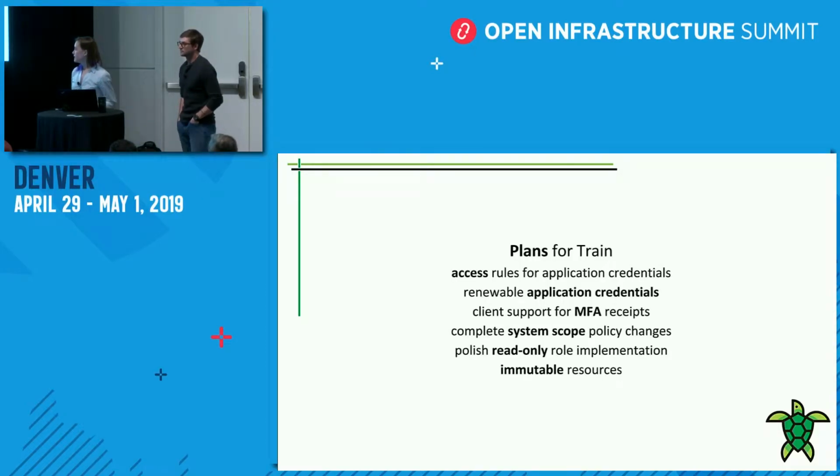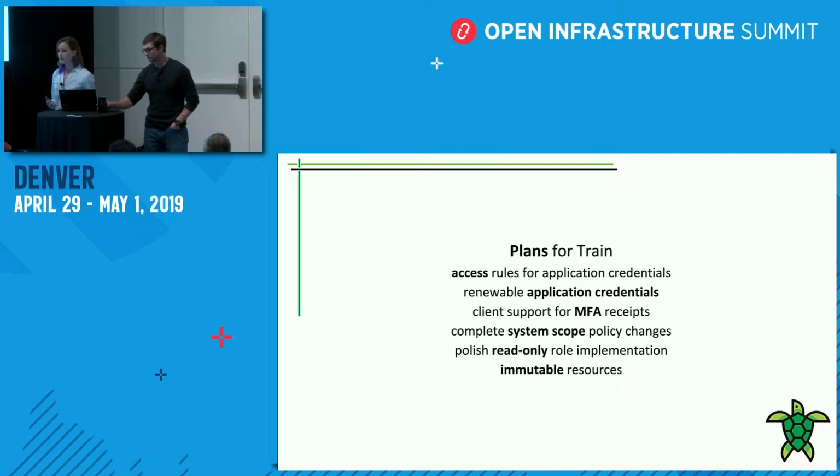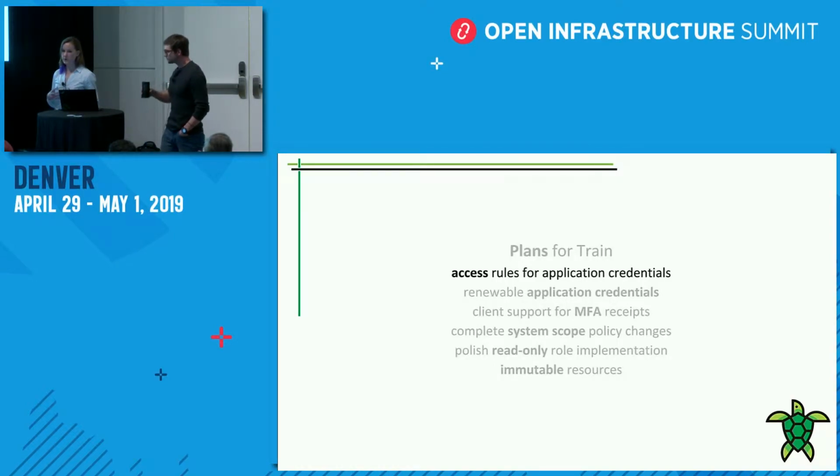So I'll talk about some of the ideas we have for the Train cycle. We'll go into it more at the PTG and start actually finalizing what we want to be working on. But we want to be putting a big focus on application credentials. Application credentials was a feature that landed in the Queens release, but we want to add some usability features to it.